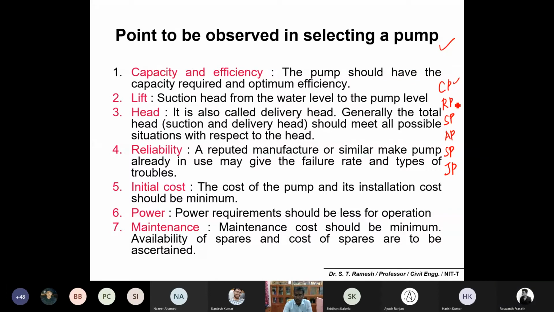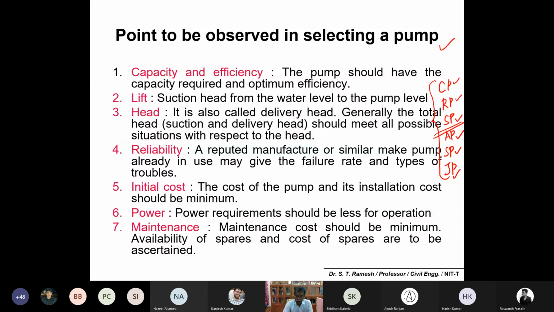Centrifugal pump we have discussed, reciprocating pump, and then submersible pumps, air lift pumps, and screw pumps, and the last one is the jet pumps. So these are the 5 or 6 different types of pumps used for water. Now, in what conditions you may select what type of pump, that is important.